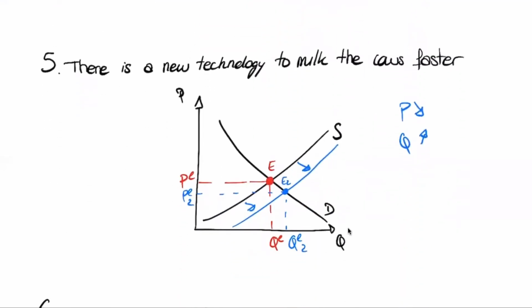Now, there is a new technology which allows the producers to milk the cows faster. Remember that technology is a shifter of supply. Since they will be able to milk the cows faster, it will increase the supply, shifting the supply to the right. Our new equilibrium is here. The price decreases and the quantity increases.